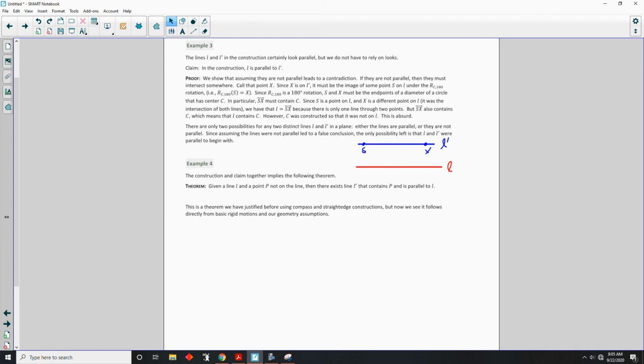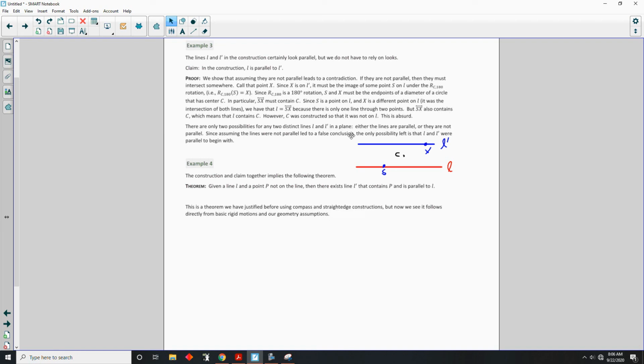So I need to move this. The point S on L, under the rotation about some point C. So if this is C. Okay, since rotation C 180 degrees is a rotation, S and X must be the endpoints of a diameter of a circle. So what they're saying is, if I rotate S 180 degrees and end up on X, actually this C would have to be a midpoint, so it'd have to be somewhere around here. Okay. All right, so rotate S 180 degrees, it would land on X here.